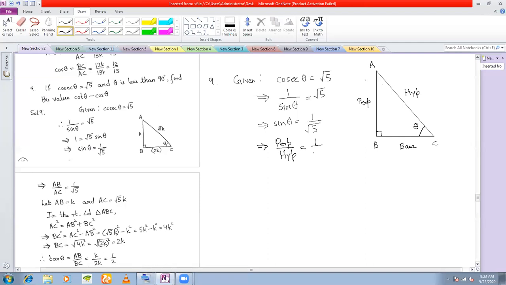So sine theta is nothing but perpendicular by hypotenuse, which is equal to 1 by root 5. The perpendicular is AB, the hypotenuse is AC. So you see that the ratio of these two sides, AB is to AC, is 1 is to root 5. Therefore we can take AB equal to K and AC equal to root 5K.